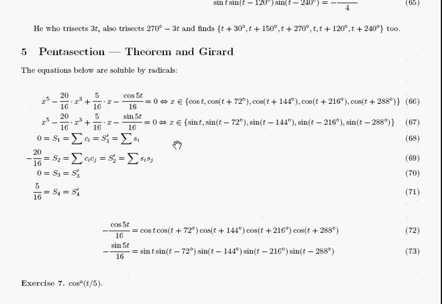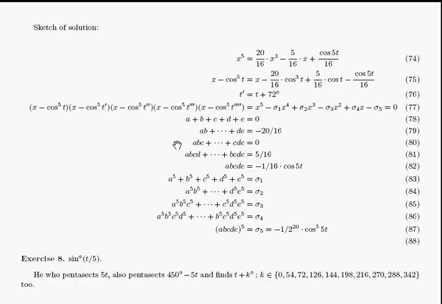We know the equation cosine of 5t over 16. From this to this, I subtracted cosine of t power to 5, x^3, cosine of t power to 3. Cosine of t is x.